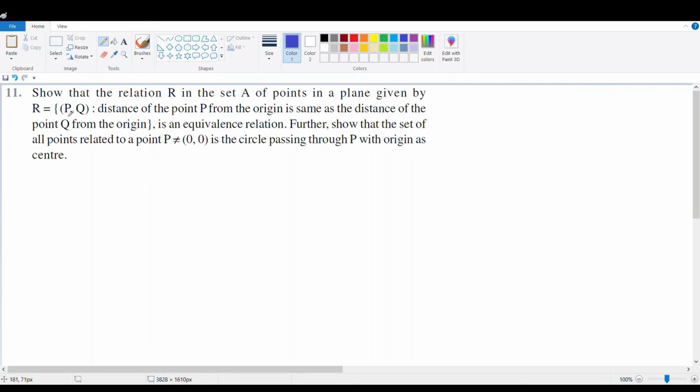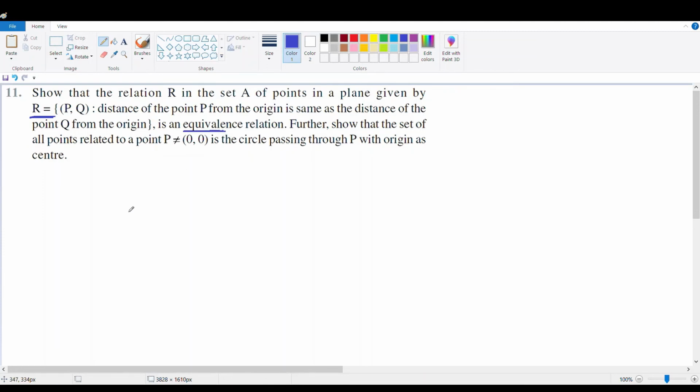Question 11. Show that the relation R in the set A of points in a plane given by R equals (P, Q), distance of the point P from the origin is the same as the distance of the point Q from the origin, is an equivalence relation. Further, show that the set of all points related to a point P, which is not equal to the origin, is the circle passing through P with origin as center. First we need to show that this relation is an equivalence relation.